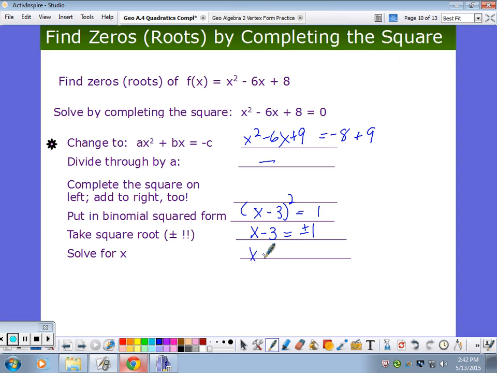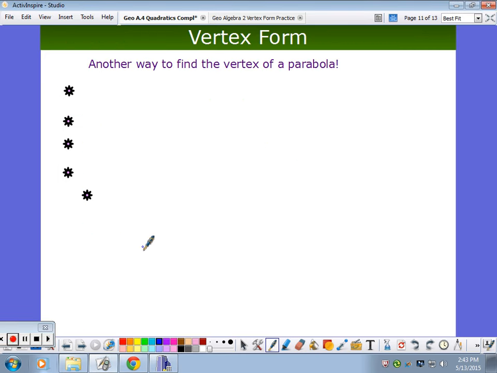Add the 3 to both sides. And this is just what we got with the quadratic formula, right? 3 minus 1 is 2. 3 plus 1 is 4. So just different ways to get the same value. So look at that. And that was the review. Okay, so that's what you needed to remember from last year.